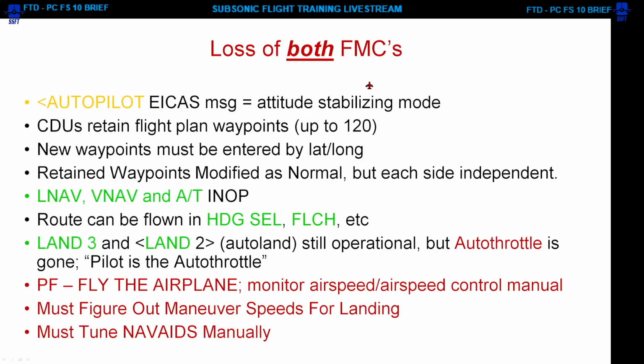So if you do lose both FMCs, you're going to get the autopilot degraded message, and that means that the airplane's been put in an attitude stabilizing mode. We're going to look at that, and we're going to say, okay, there's a degradation in roll mode, there's a degradation in pitch mode, I need to go to heading select, I need to go to flight level change. Or I need to go to heading select, and it's an altitude hold, so we're good.